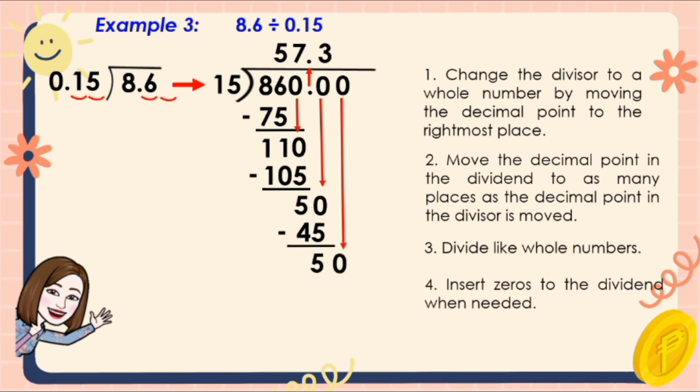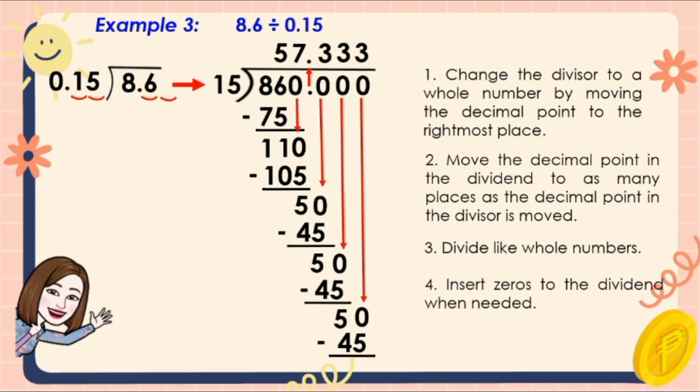50 divided by 15 equals 3. 3 times 15 equals 45. Pareho pa rin. 50 minus 45 equals 5. Okay? Let's insert 0 again and bring down it. So, magiging 50. 50 divided by 15, 3. 3 times 15 equals 45. Subtract 50 minus 45, the answer is 5.